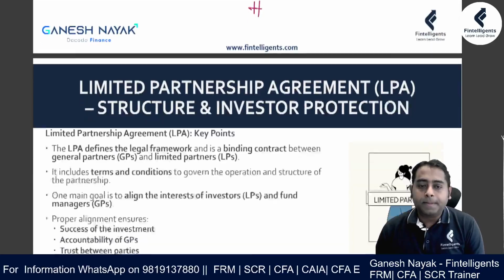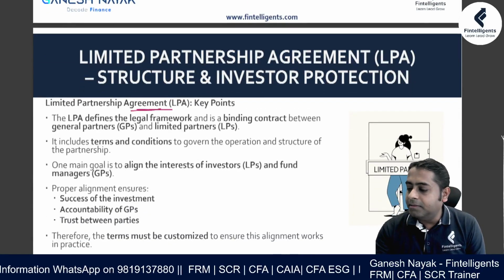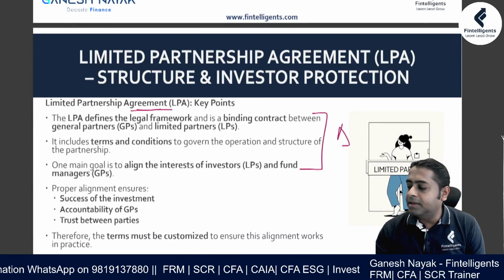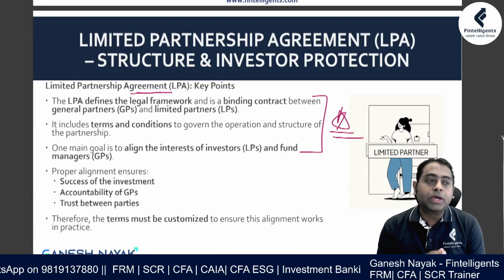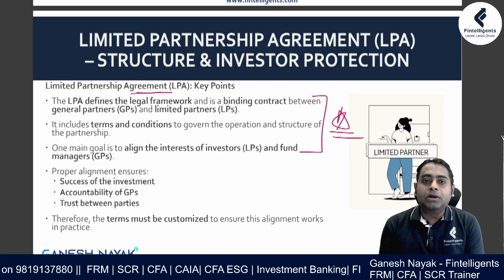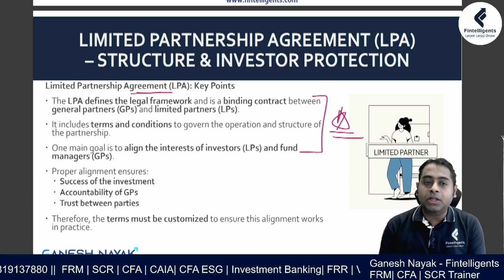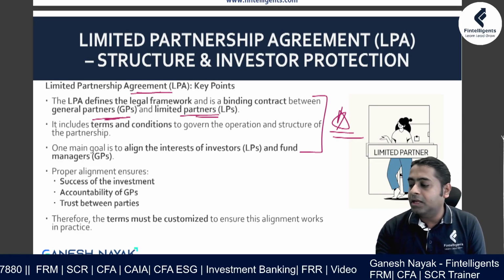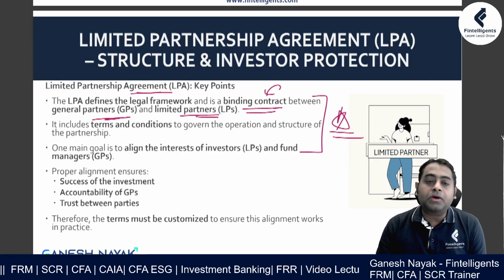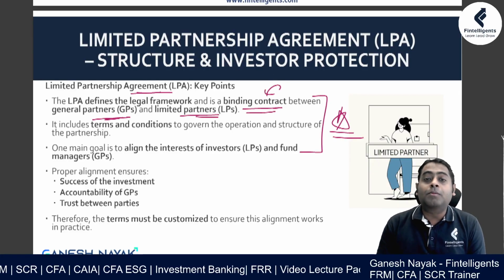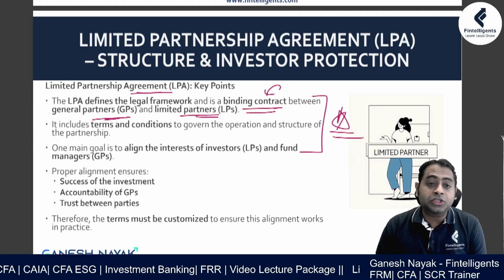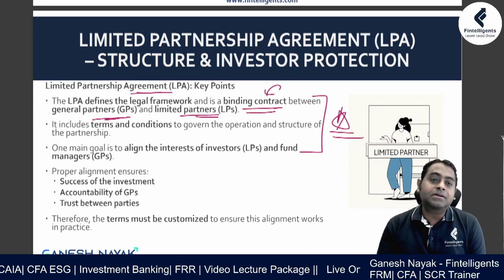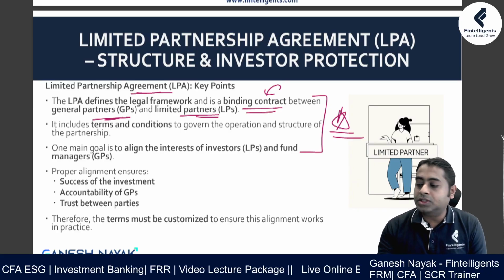Let us move forward. Again, we are coming back to the agreement. This is the main point that you need to remember. This is an agreement. The way you can create a partnership firm, similar to that, there is a partnership agreement between the limited partner and the general partner. It's a proper legal contract where you highlight how much capital the LP is going to contribute and how much activity the GP is going to do. Everything is written in the terms and conditions of that agreement.